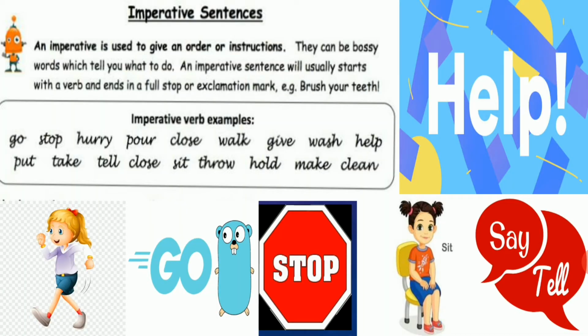An imperative is used to give an order or instruction. These types of imperative sentences are used to give orders or instructions. They can be bossy words which tell you what to do. An imperative sentence will usually start with a verb and end in a full stop or exclamation mark. For example, brush your teeth. These sentences start with a verb and they end with an exclamation mark.